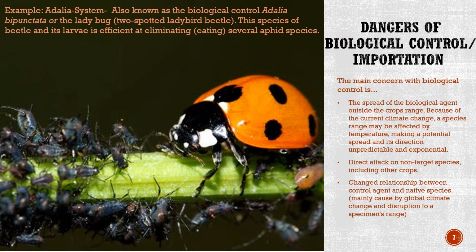Dangers of biological control or importation. The main concern with biological control is the spread of the biological agent outside the crop's range. Because of the current climate change, a species' range may be affected by temperature, making a potential spread and its direction unpredictable and exponential. There is also direct attack on non-target species, including other crops, and changed relationships between the control agent and named species, mainly caused by global climate change and disruption to a specimen's range and/or niche.